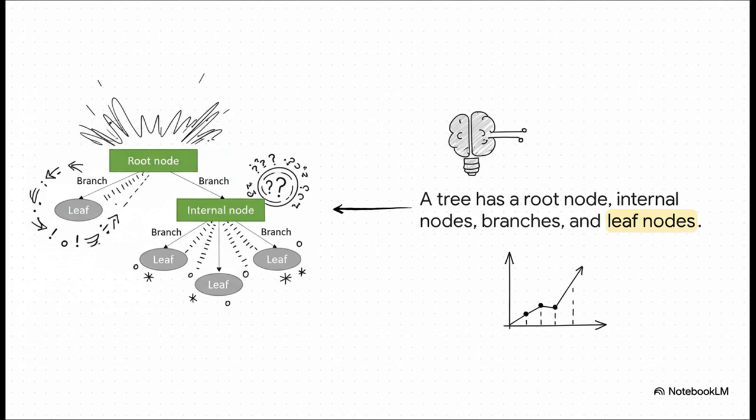Okay, let's quickly break down the parts of a tree. We always start at the very top, at the root node. That's where all our data lives at the beginning. Every question it asks is an internal node. The answers to that question create the branches, which lead you down the tree until you finally hit a leaf node. And that leaf node, that's your final prediction.